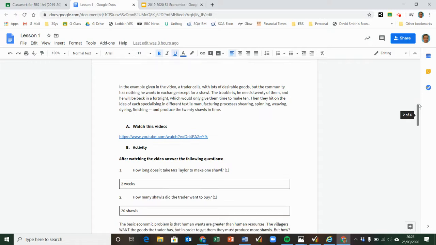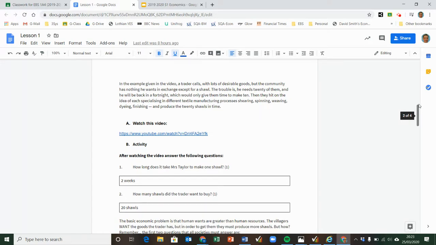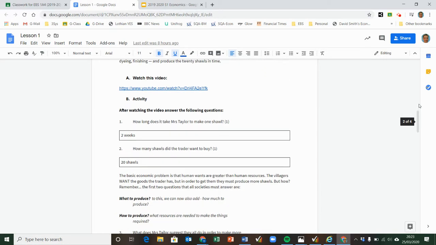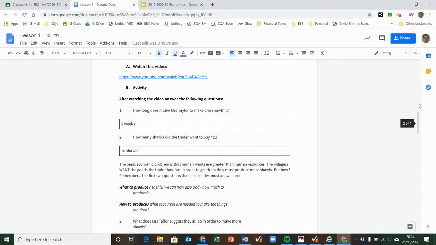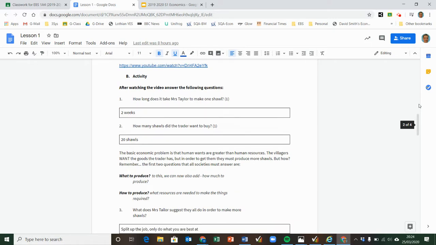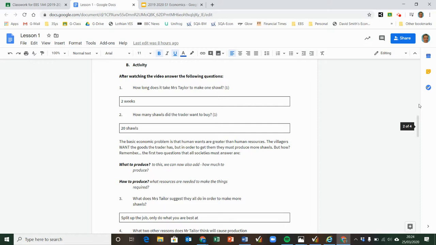Interesting. So as you can see, the basic economic problem is that wants are greater than resources. And how are we going to do it? So this is what economics is all about. So people want to ask, what is economics? Well, this is it. All we're about is trying to answer these questions: what to produce and how to produce it. So what does Mrs. Taylor, not Mr. Taylor, he normally comes up with clever plans, Mrs. Taylor suggest? Yep, we split the job up and only do what you're best at.